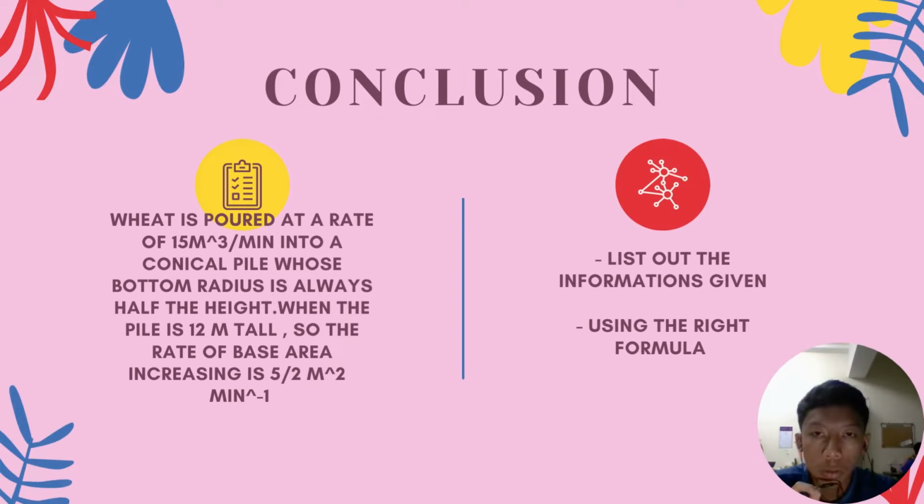So now is the part of conclusion. Wheat is poured at a rate of 15 cubic units per minute into a conical pile whose bottom radius is always half the height. When the pile is 12 units tall, the rate of base area increasing is 5/2 square units per minute. So to get the result, we should list out all the information given and use the right formula.